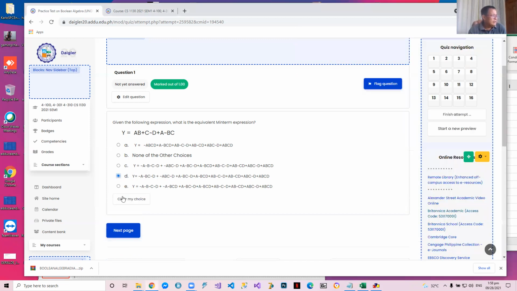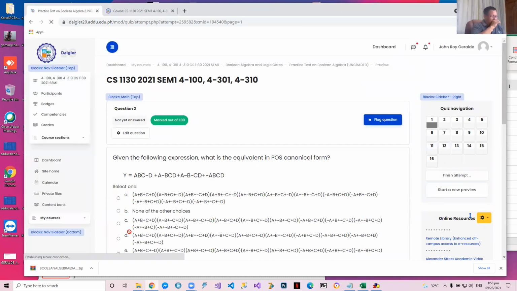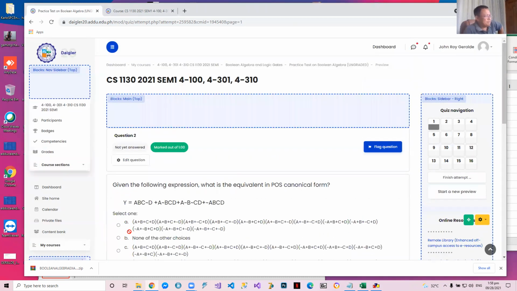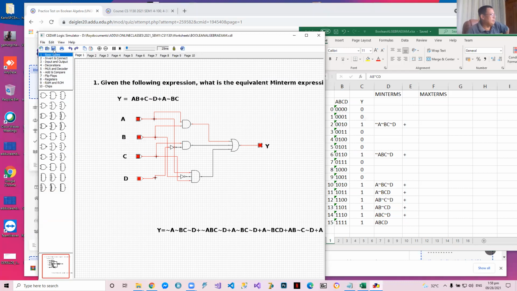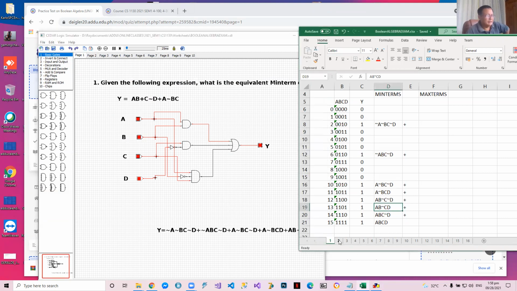No, do you have any questions? Okay. Do you follow? So that's the answer, no? So we have it here, and then we also have the corresponding logic circuit. Okay. Any questions so far? So let's go to number two.